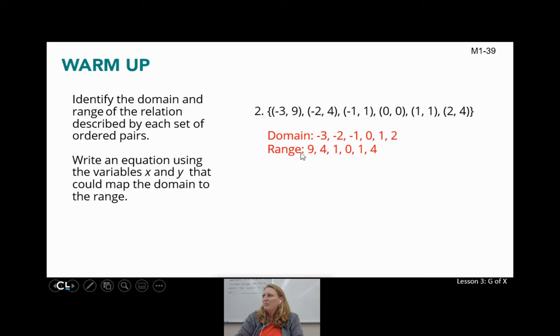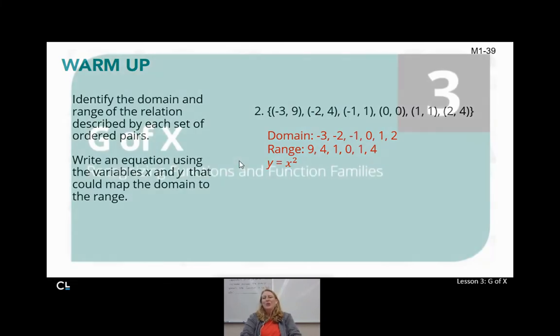How did -3 become 9? I input a -2 and I got an output of 4. If I put in a -1, I got out a 1. Put in nothing, get nothing. If I put in a 1, I got a 1. If I put in a 2, I got a 4. So what's happening here? Well, hopefully you noticed we're squaring our domain. We're squaring our X to equal Y. So if I square my X, that of course will equal Y. Square everything in my domain and it gives me my range. Rock on. So let's go ahead and keep going.